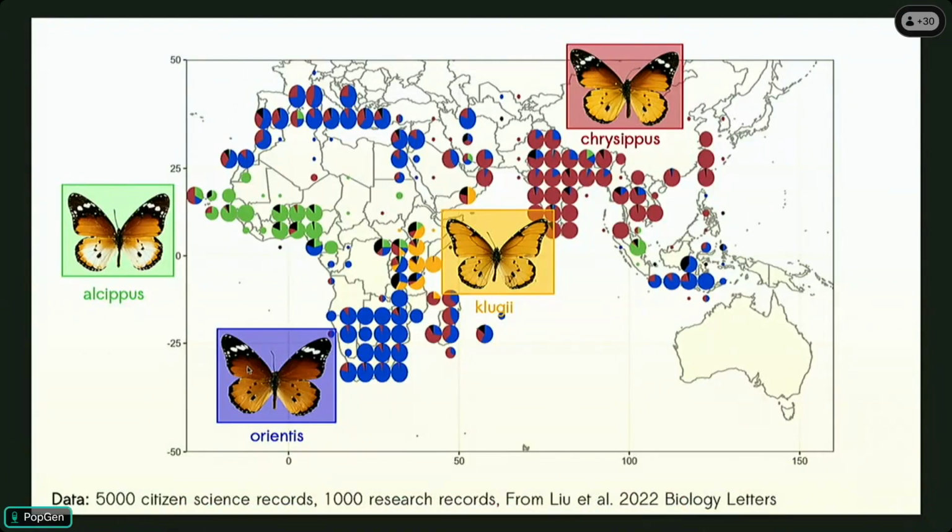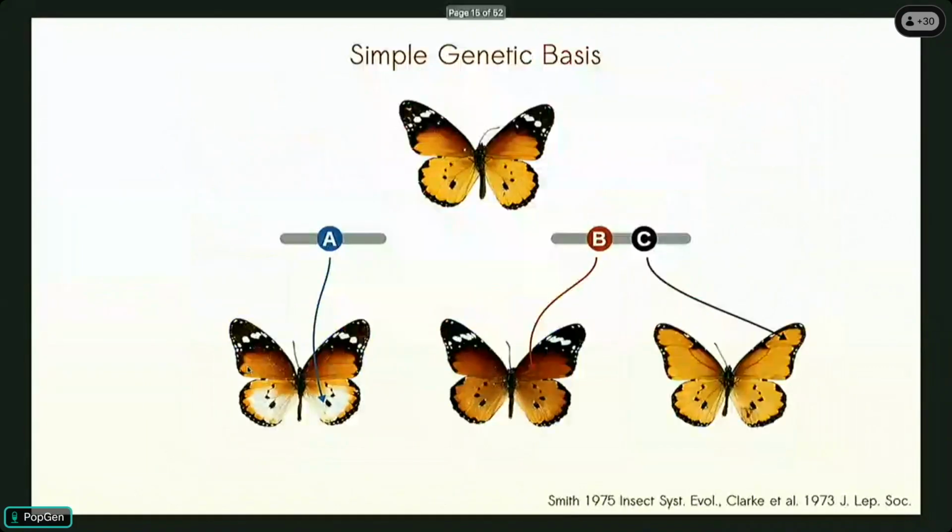This map was actually made from citizen science data. This is quite an abundant species, and this is just a good example of how records from people just taking photos of butterflies can be used to learn some interesting things. And we actually use this data to think about how these traits are distributed across space.